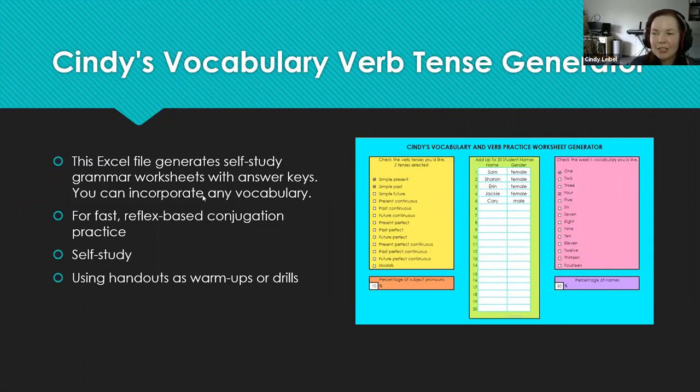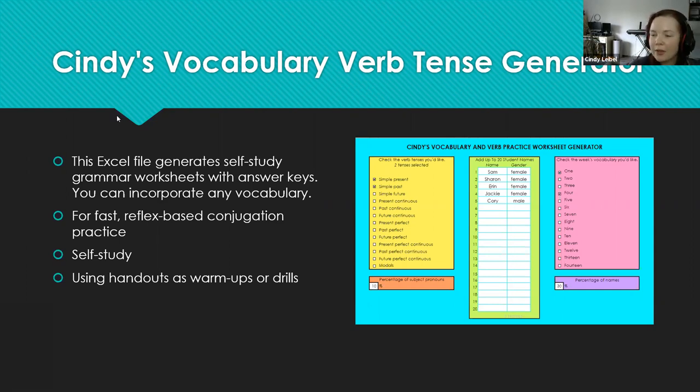It generates self-study grammar worksheets with answer keys. You can incorporate any vocabulary you want into it, and it uses cycles and repetition to help the students drill and practice two things at the same time, verb tenses and vocabulary. You can say, I want them to practice simple present with vocabulary from week 5, for example, and it will do that. It also works students' names in and so on.